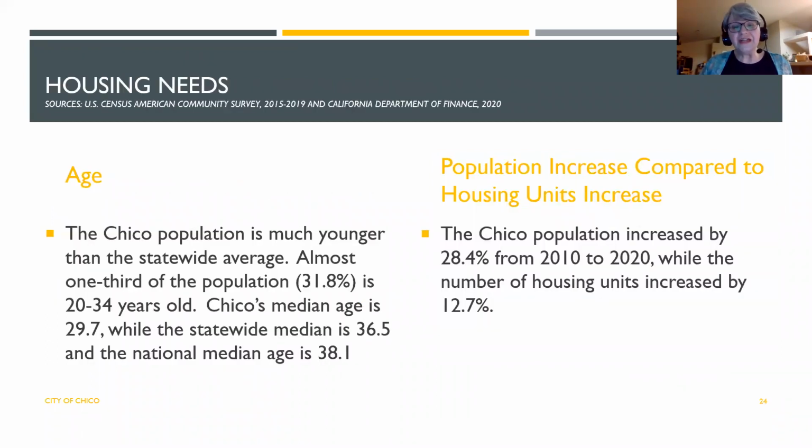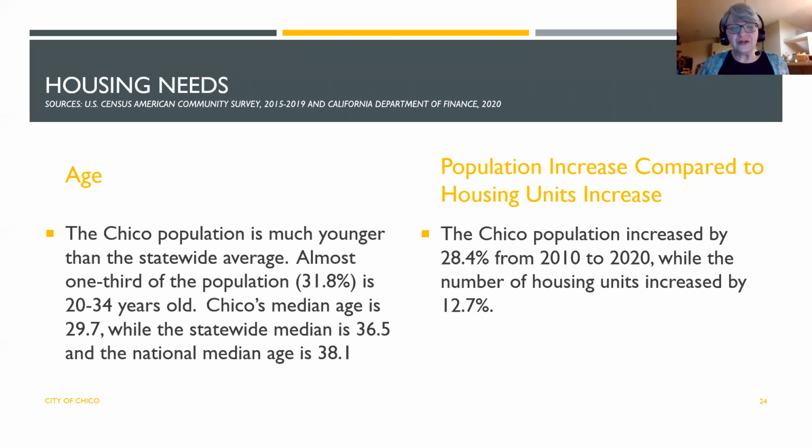In terms of age, this has been true for Chico for a number of years. The Chico population is much younger than the statewide average. Almost a third of the population is within the age bracket 20 to 34 years old. Chico's median age is 29.7, while the statewide median is 36.5, and the national median age is 38.1.